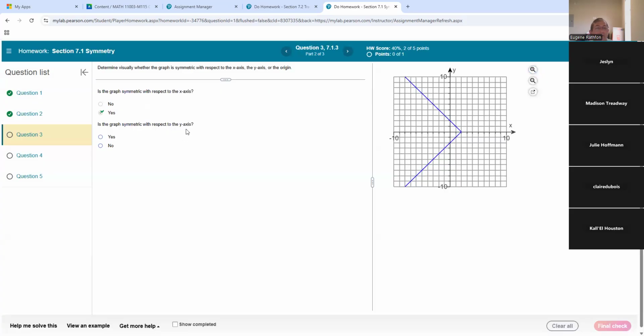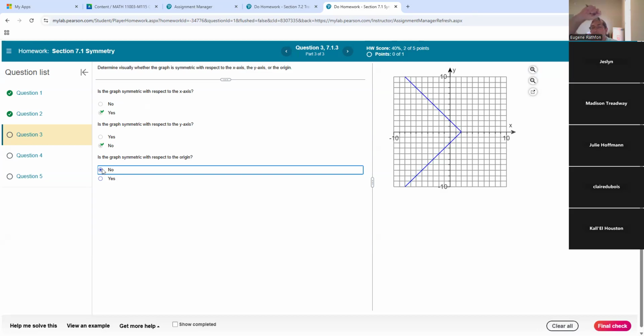Is it symmetric to the y-axis? All right, good, yeah, because if you fold it over the y-axis, that right side is going to land on nothing there. So that is definitely a no. All righty. Is it symmetric to the origin? Good job. That is definitely a no. See, it's sort of pointing right, but if you rotate it 180 degrees, it would be pointing left instead of pointing right. So it wouldn't be the same picture. So y'all, that one is only symmetric to the x-axis, okay?